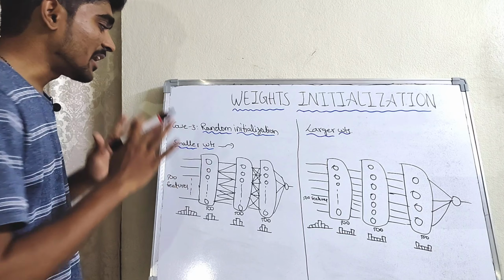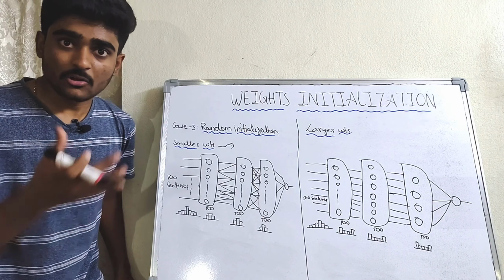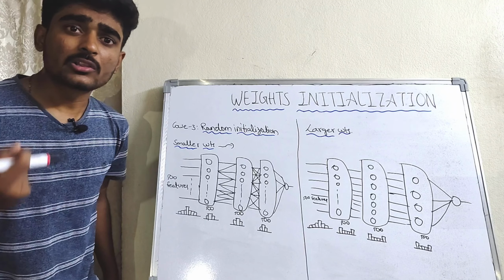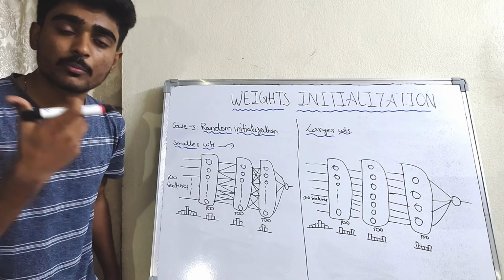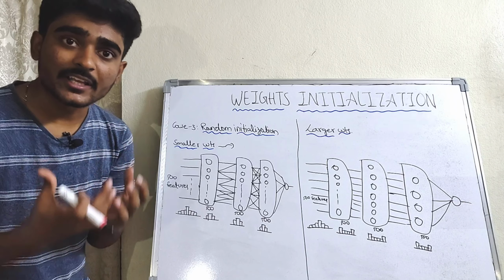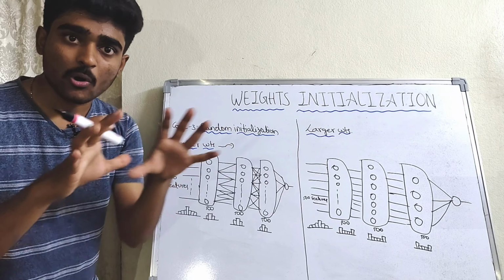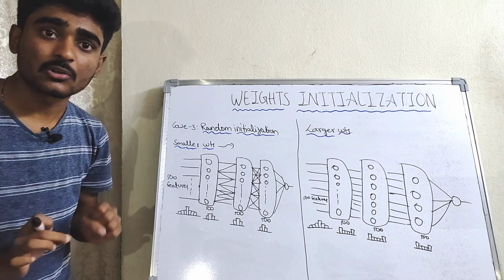The second condition is the data set I'll be taking. I'll be taking a data set where all the numerical values in the data set are close to 0.